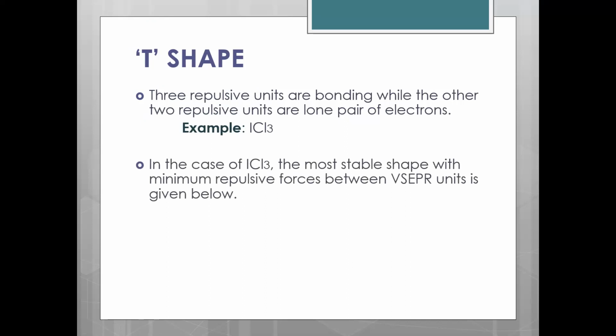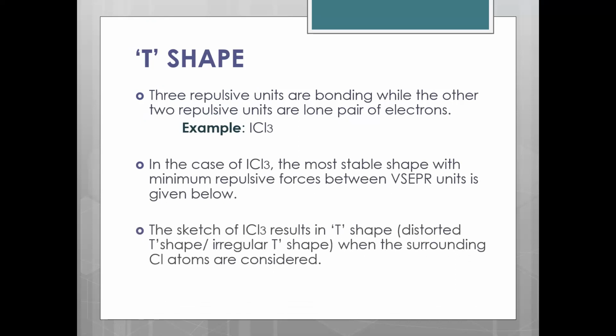In the case of ICl3, the most stable shape with the minimum repulsive force between the VSEPR units is given below. The sketch of ICl3 results in the T shape. Here also, it's somewhat not in order, so you can say distorted T shape or irregular T shape when the surrounding Cl atoms are considered. Therefore, it is called a T-shaped molecule. So guys, even though we have given different names, for the examination, just giving T shape will be enough.